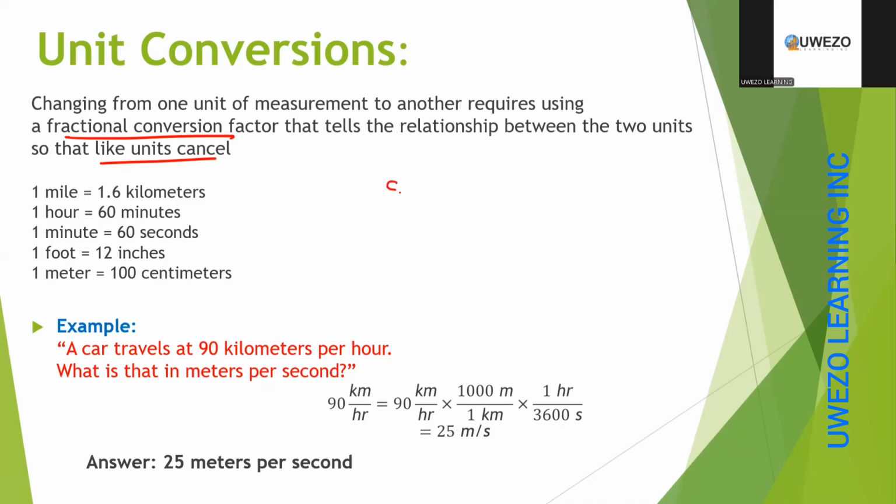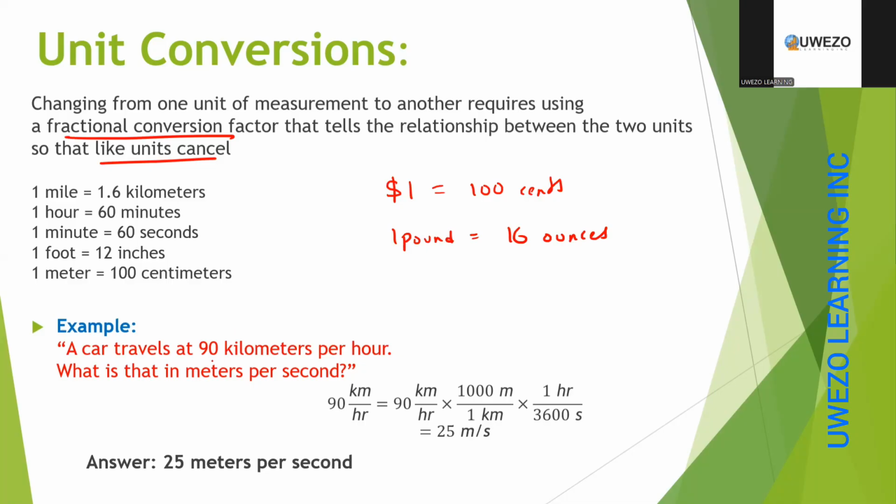And also the currency conversions: $1 is 100 cents, and 1 pound is 16 ounces. Generally, these details would be given in the question, but it's good to remember them. Let us solve an example.